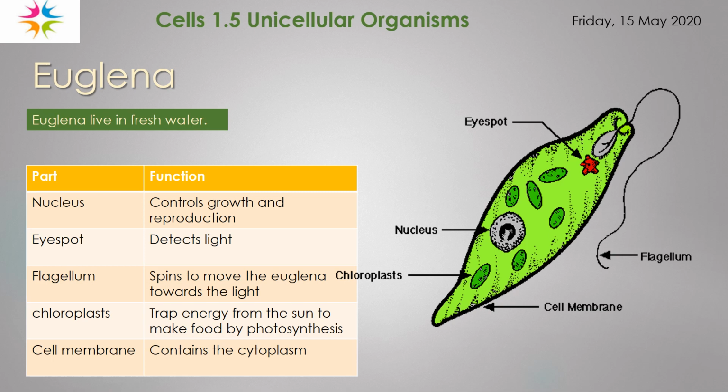The next unicellular organism we're going to look at is the Euglena. They live in fresh water, and they've got one new structure inside the cell that we haven't seen before. So as usual, there's a nucleus to control growth and reproduction, but the new structure is an eye spot which can detect light. The flagellum spins to move the Euglena towards the light, and chloroplasts, as usual, trap energy from the sun to make food by photosynthesis, and the cell membrane contains the cytoplasm.